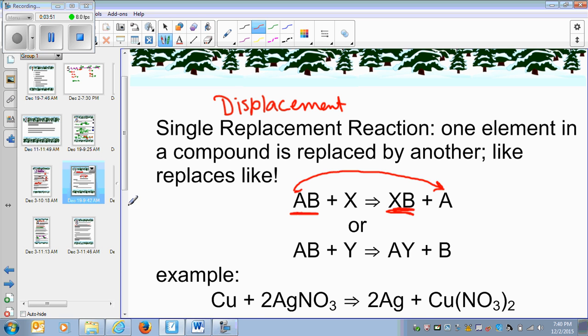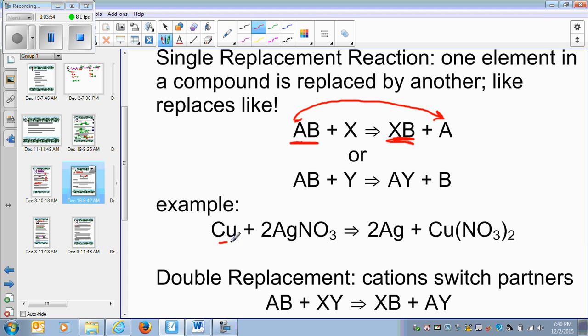So let's talk about an example. We have copper and I have silver nitrate. As you know, copper is a metal and silver is a metal, and nitrate is an anion. So metals will replace metals. In this situation, copper will replace silver. So silver is taken out and copper bonds with nitrate. If you put copper and silver together and put nitrate on the side, it will be wrong. So make sure you understand which one to replace. Metal will replace metal, non-metal will replace non-metal.